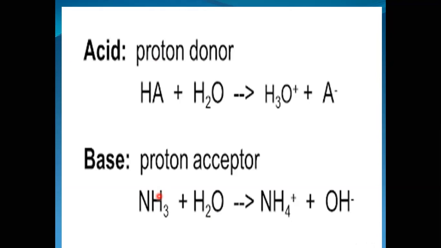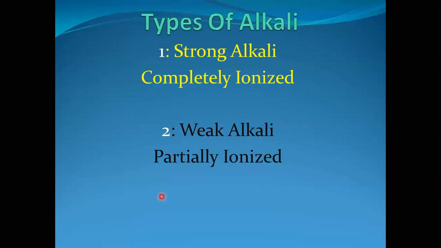Different types of base are exactly like different types of acids. We said we have strong acid and weak acid. Strong acid is completely ionized, weak acid is partially ionized. So kinds of base: strong base and weak base, or strong alkali and weak alkali. I can use the term base or the term alkali in the definition. Strong alkali is completely ionized, weak alkali is partially ionized.